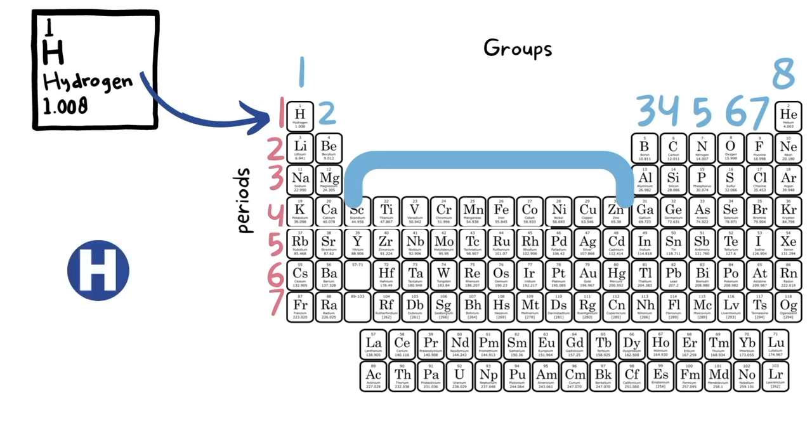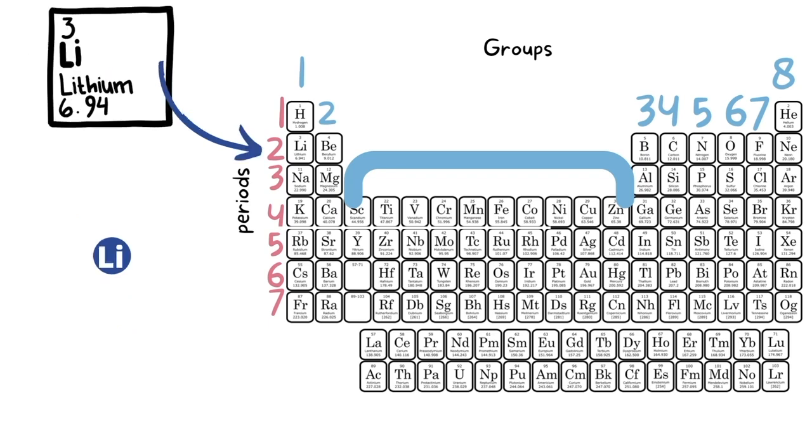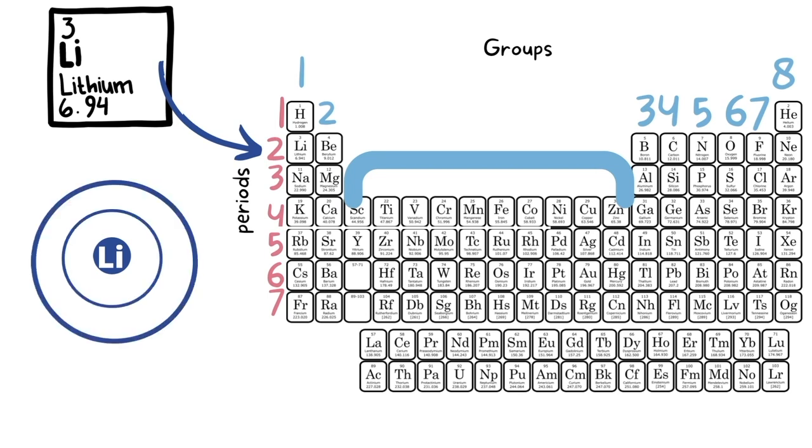Here's the nucleus of the hydrogen atom. Because hydrogen is in period 1, we know it will have only 1 energy level. And because it is in group 1, we know it will only have 1 valence electron. Next, let's look at lithium. Lithium is in period 2. So it will have 2 energy levels, or we can also call them shells. It is in group 1, so we know it will only have 1 valence electron.